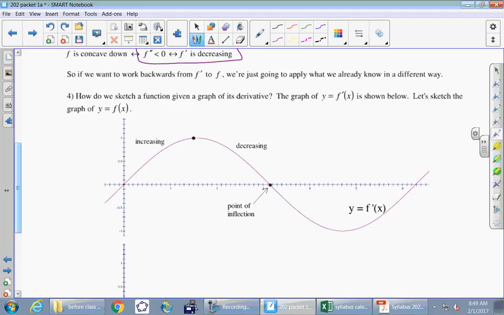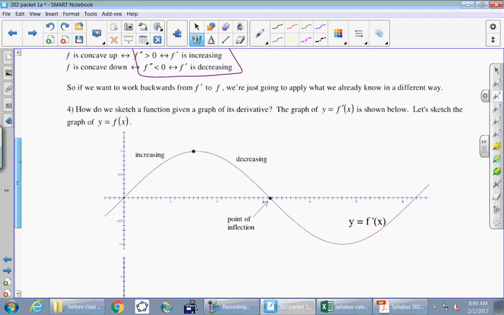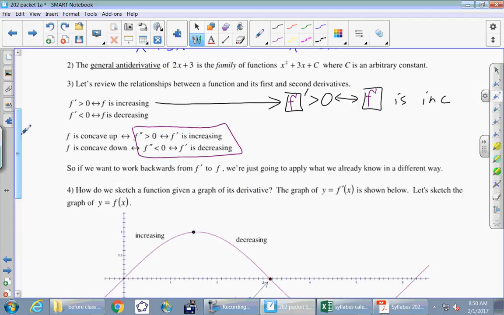This graph right here is increasing for a while, then decreasing for a while. It's increasing again at the end, and there's a point of inflection right there near the middle. Okay, and one more time, this is f prime, and we're trying to graph f. So what we're going to do is focus on anything up here that has f primes in it, because after all, that's what we're given. So I see some f prime stuff right here.